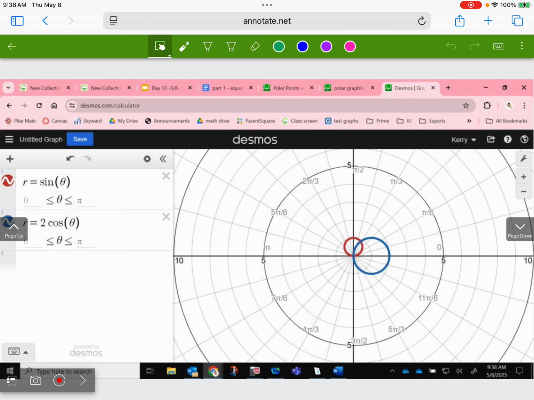And I have string of different colors. You can do all kinds of designs, do whatever you want to make it pretty. You can play with the Desmos graphs. There are lots of different options.